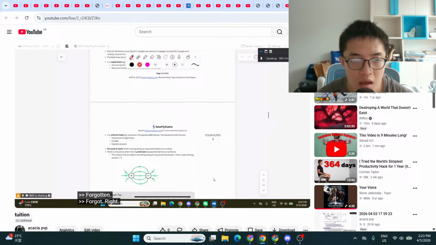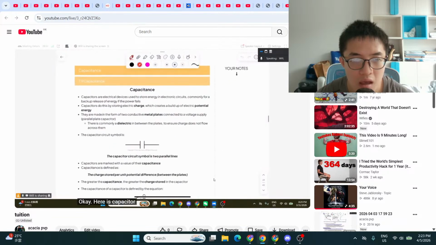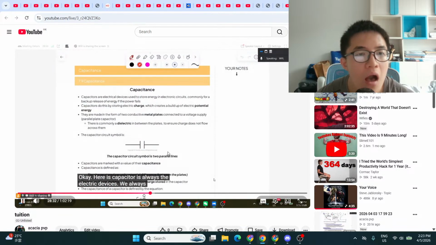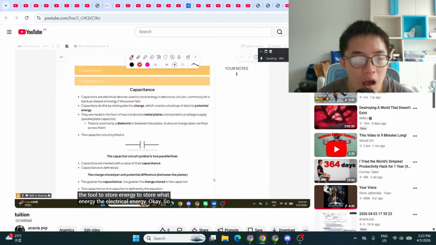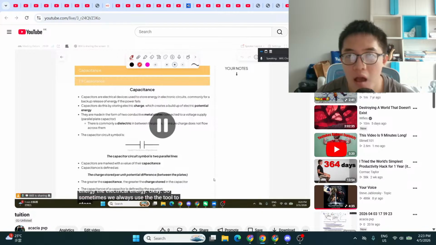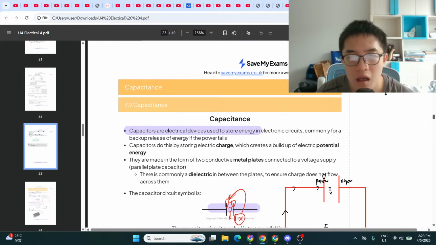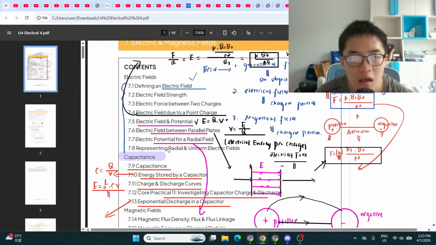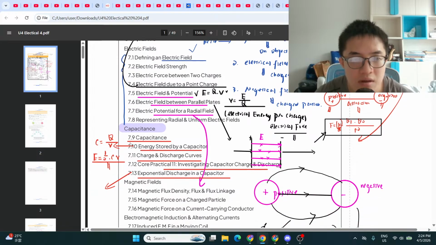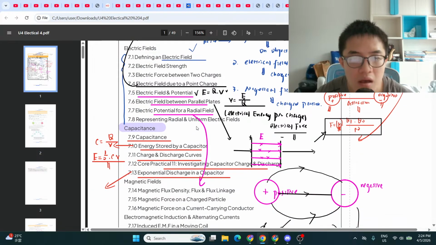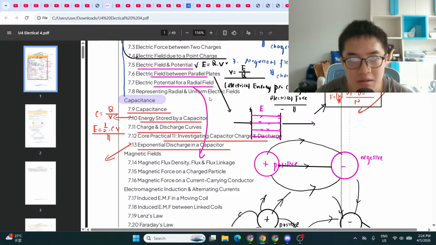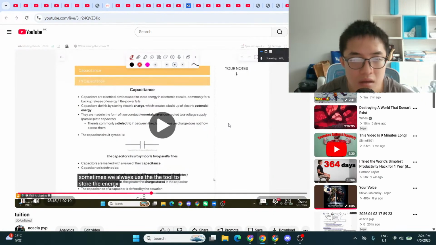Forgot, right? Okay, a capacitor is always an electrical device. We always use it as a tool to store energy, the electrical energy. Sometimes we also use the tool to store energy, and after we store energy, maybe sometimes we can use it to discharge the energy, right?